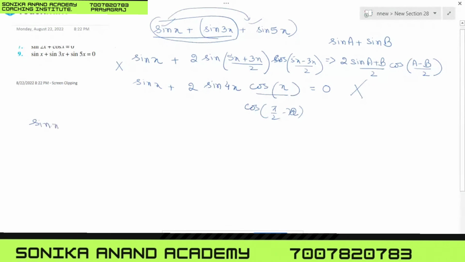So use sin x plus sine 5x firstly, then sine 3x. Then we get a common value, yes, then I will get the common value, and then it becomes easy for us to solve.